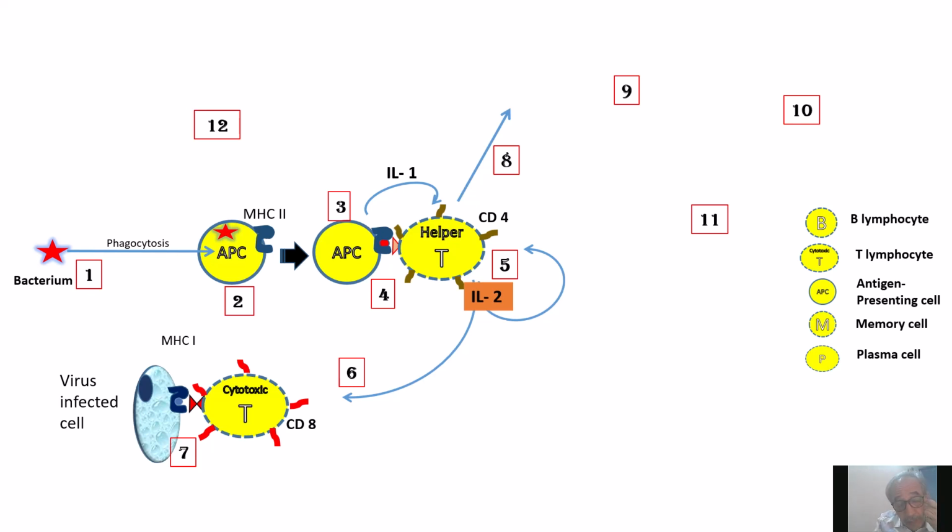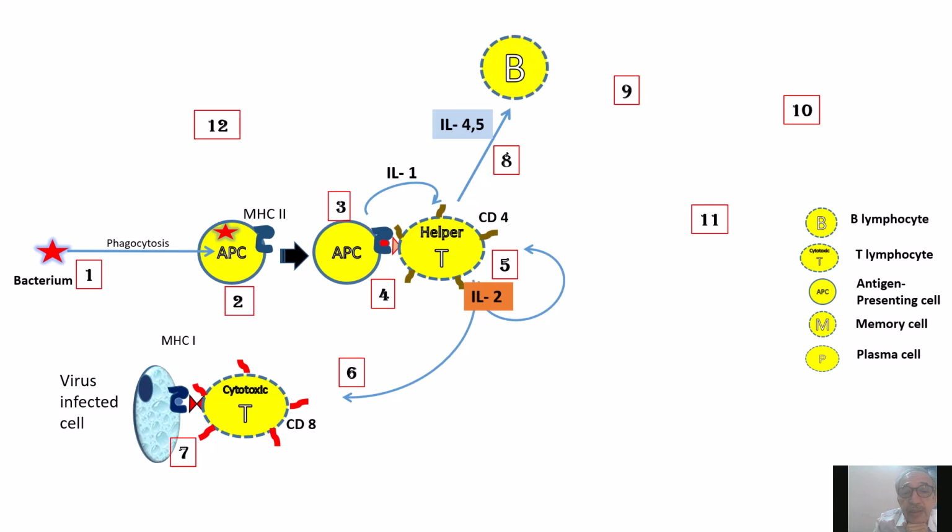The bacterium is subjected to the cytotoxic cell for destruction. The virus is subjected to the cytotoxic cell. This is the cell mediated or cellular immunity. Now let's go to the other type of immunity. There is a humoral immunity. Helper T cells, we'll go back to the helper T cells number 5, and we'll go on to the 8.